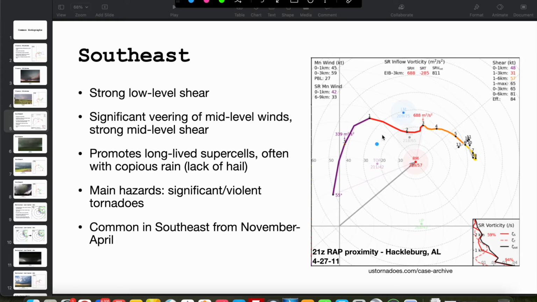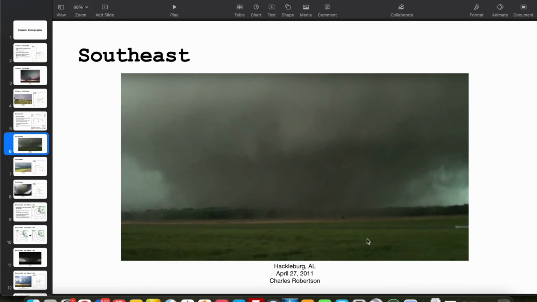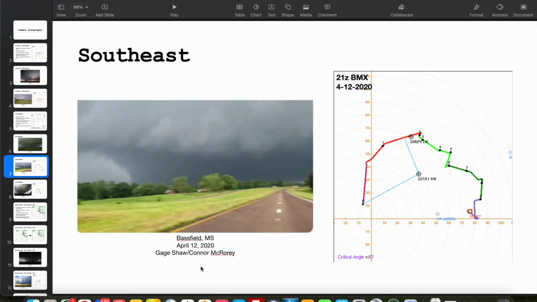But this is going to be mostly a tornado threat, particularly a significant long-track violent tornado threat with these kinds of hodographs. And this hodograph was taken near the Hackleburg, Alabama EF5 on April 27, 2011. Here's another example from Bassfield, Mississippi on April 12th, 2020.